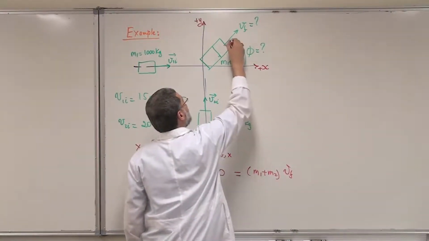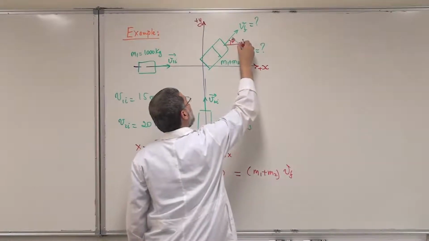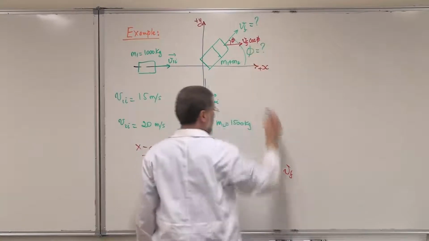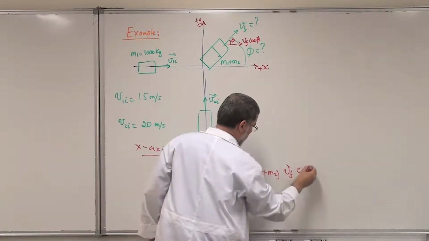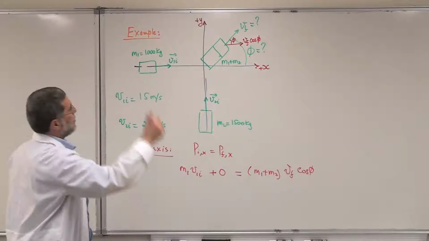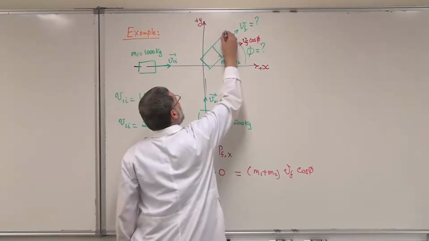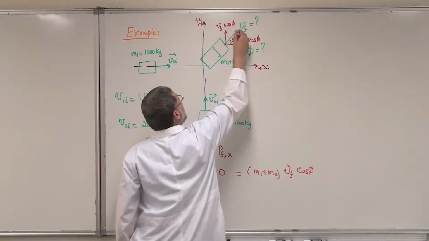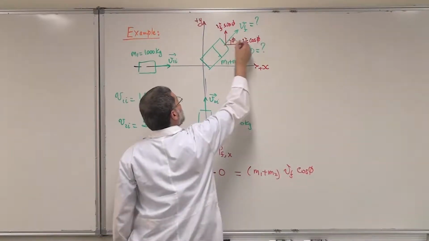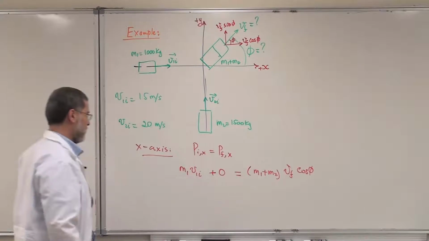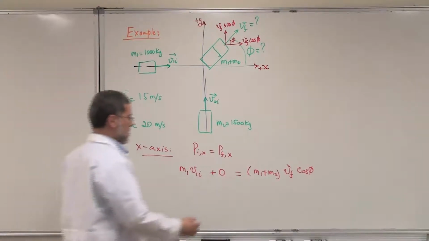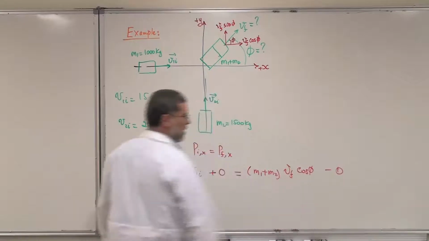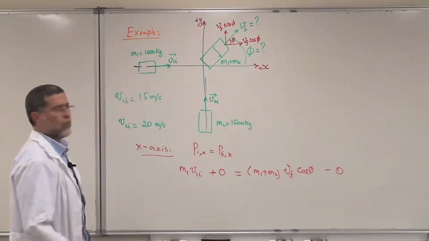This is the angle phi, so this is v final cosine phi, taken positive to the right. And the y component will be v final sine phi, because this is opposite to the angle and the other is adjacent to the angle. There's one equation here, but in this equation we have two unknowns, v final and the angle phi. So I have to write another equation.